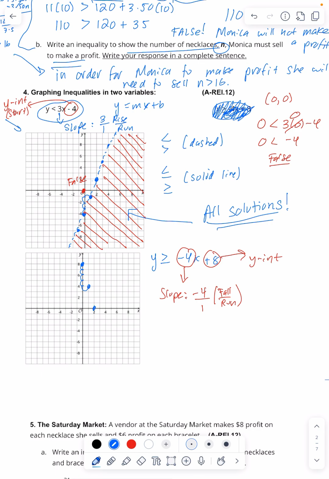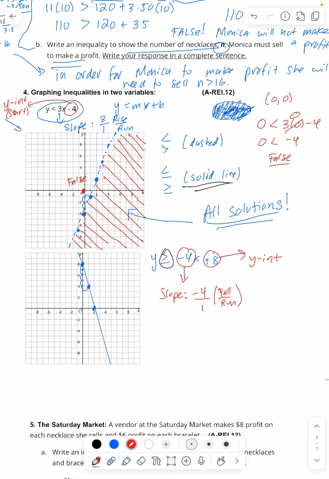And again, we can ask ourselves, is it going to be dashed or solid in this case? So in this case, it's greater than or equal to. So we're going to have a solid line in this case. And let me just make that. So go through the points. Extend this over. And then same thing, test the point here, right?